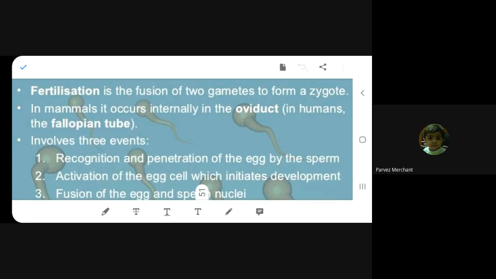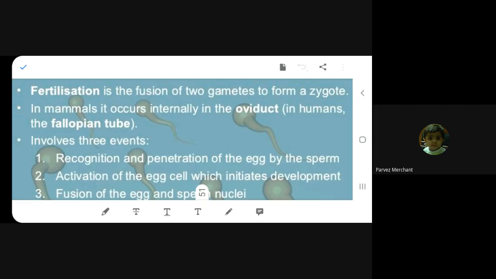Okay, internal fertilization means inside the body. So the baby is in the mother's body. Whereas in frogs, they lay eggs outside the body. They lay eggs in water, and the male frog puts sperms on the eggs, and the fertilization is outside the body. So that is called external fertilization. We get it in frogs and fishes, whereas in humans and animals, the fertilization is inside the body.